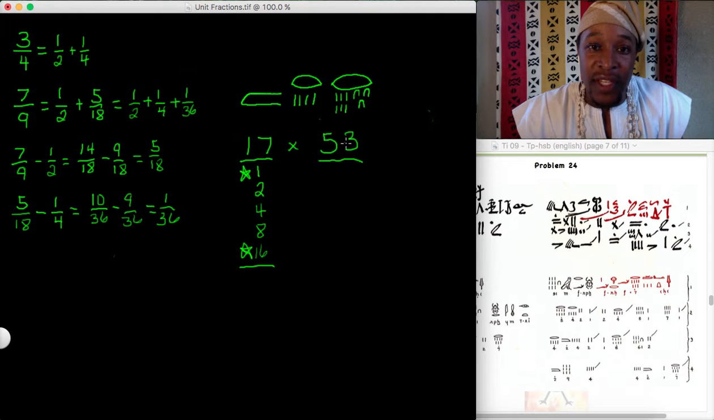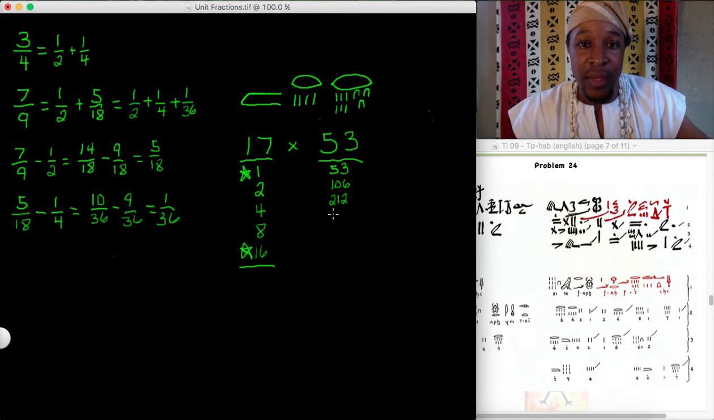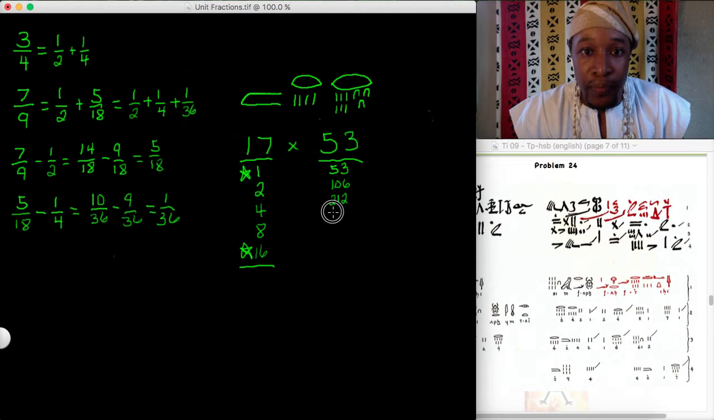I'm going to come over to the next column under the 53, and I'm going to start with 53, which is the number, and I'm going to double this exact same number of times to match the number of times that I doubled in the left column. So 53 doubled is 106. 106 doubled is 212. 212 doubled is going to be 424.